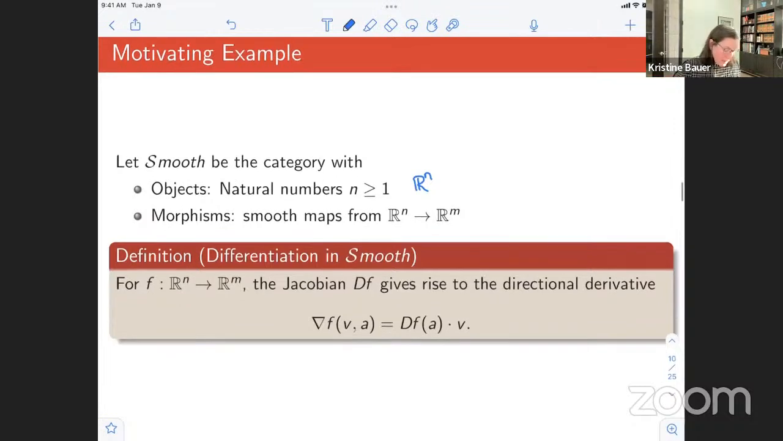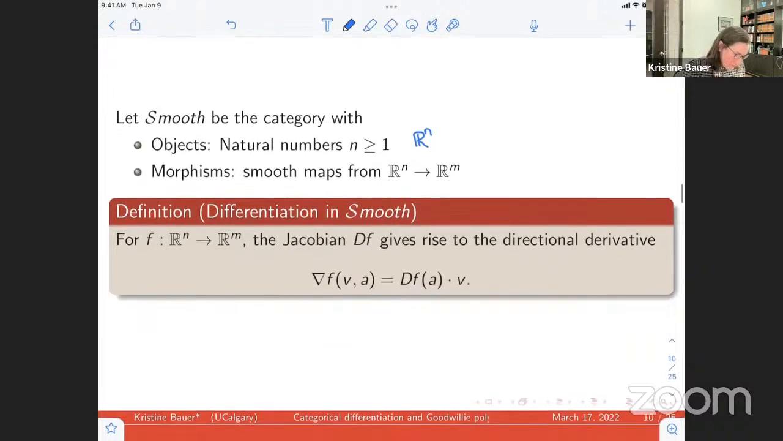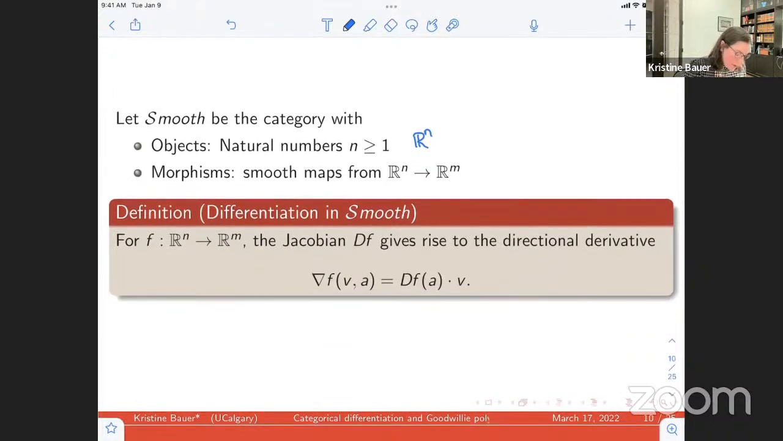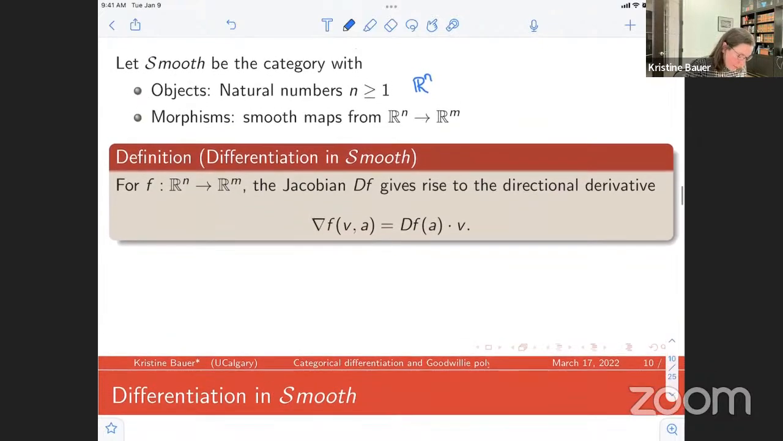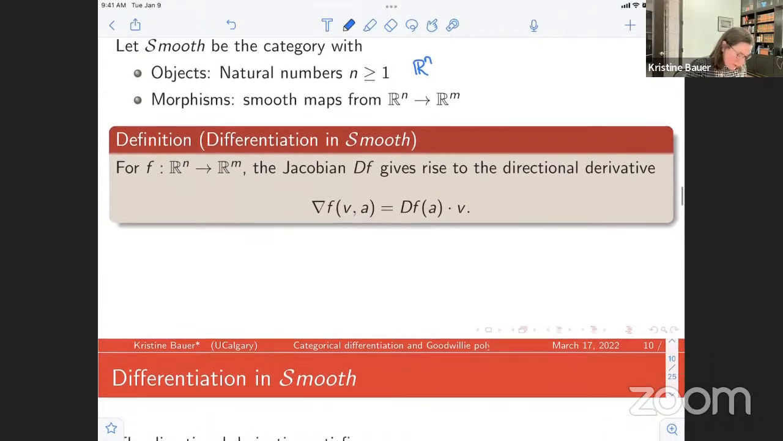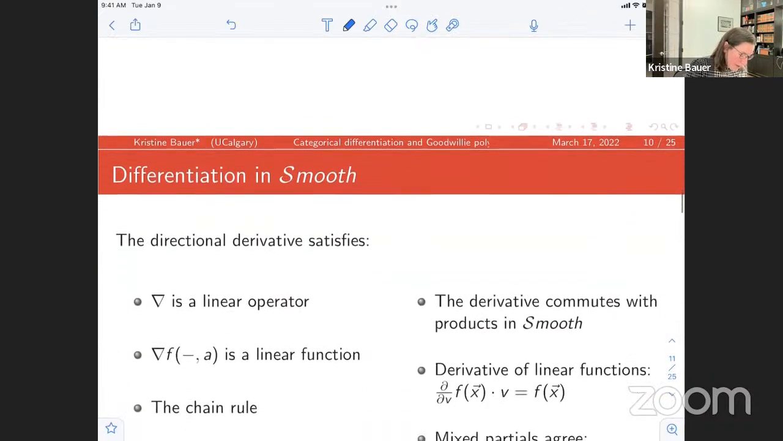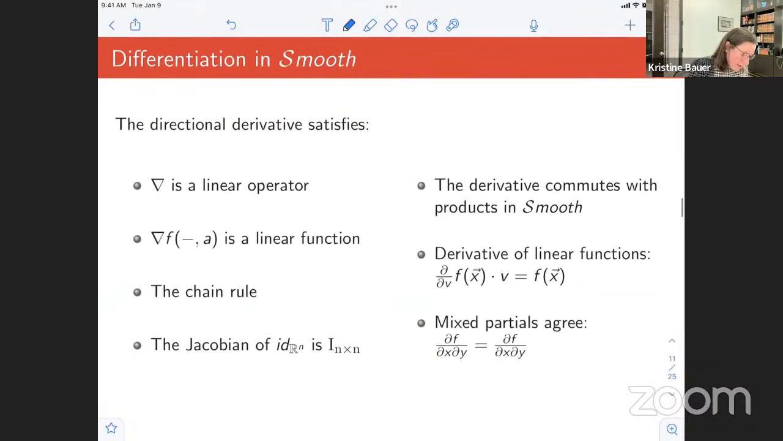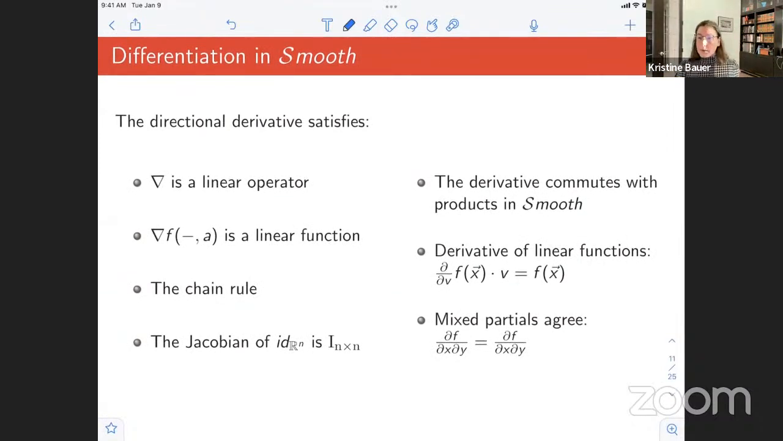And in this case, we have the Jacobian playing the role of the directional derivative. So I can think about the directional derivative in the direction v at the point a, just to set up my notation, as being the same thing as the Jacobian of f evaluated at a, dot product with the direction v. Okay, so we've set up that notation, and then what kind of structure does this directional derivative have? If I'm in the category Smooth, the directional derivative satisfies these 7 very familiar properties.